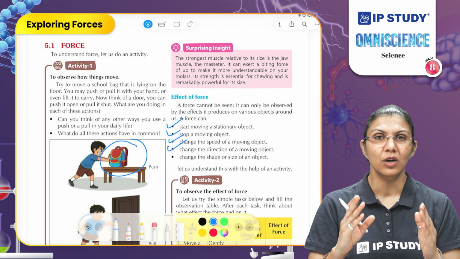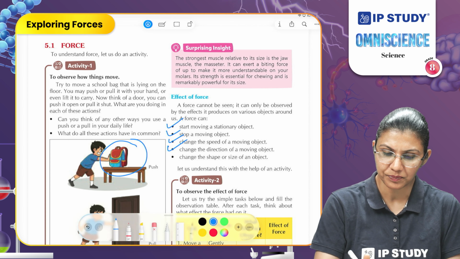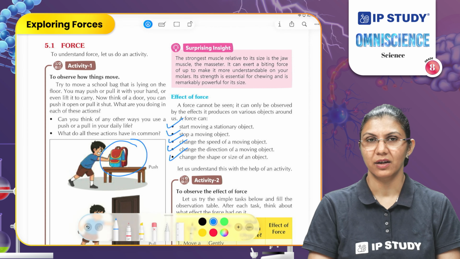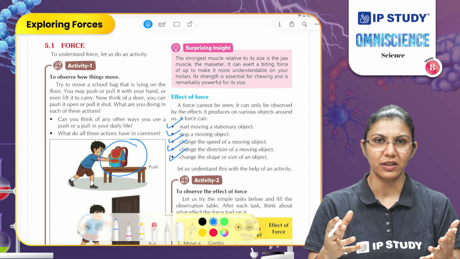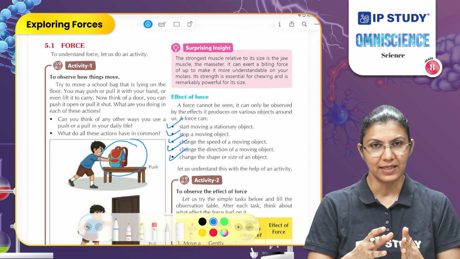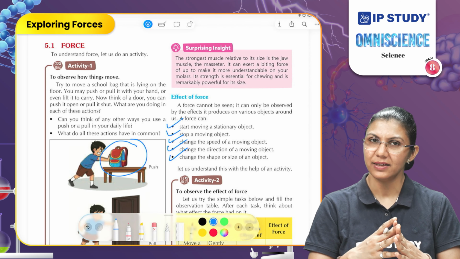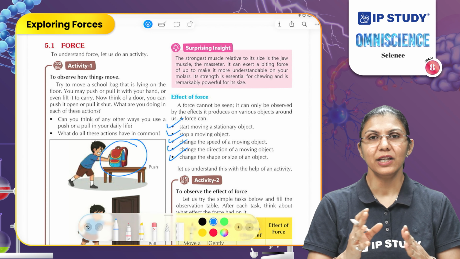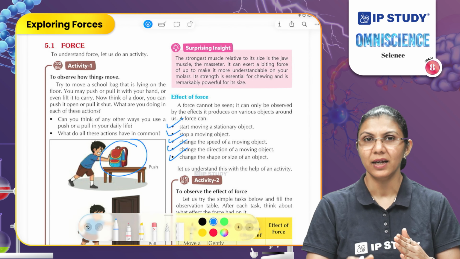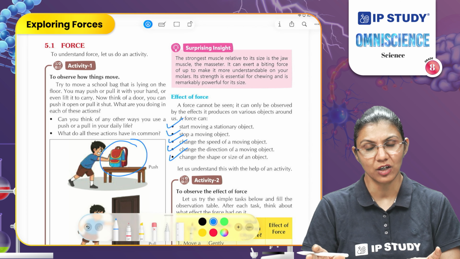So, we can conclude force is used here to change the direction of the motion and change the shape or size of an object. For example, when you play with the dough, what do you do? You apply some force using your hand and you change its shape and size. When you are cutting any object, you are applying force using a knife on that object and cutting it into pieces, means you are changing the shape and size of the object here again.